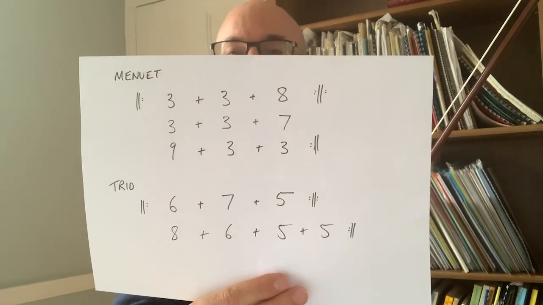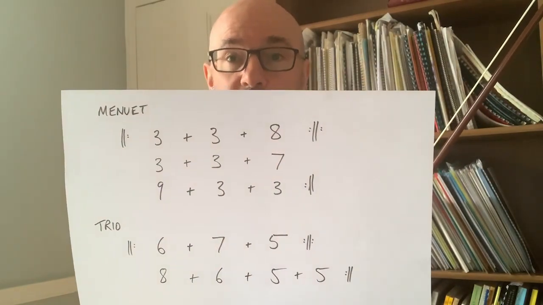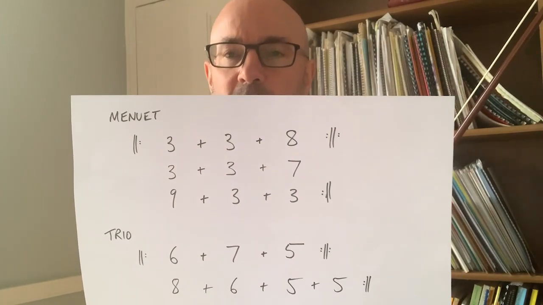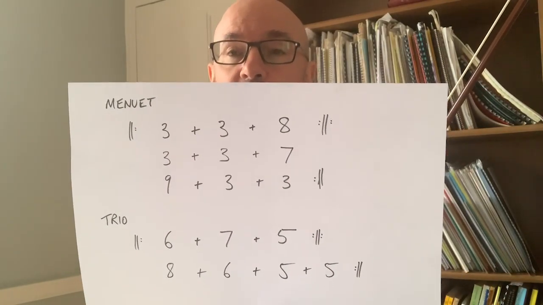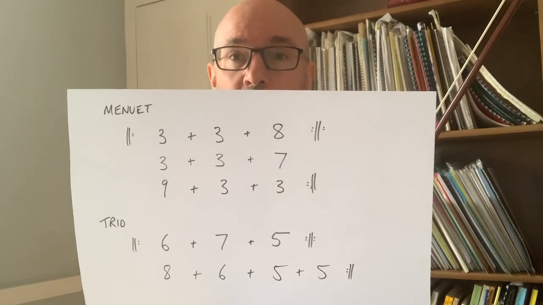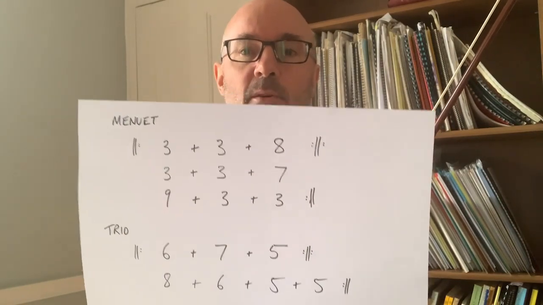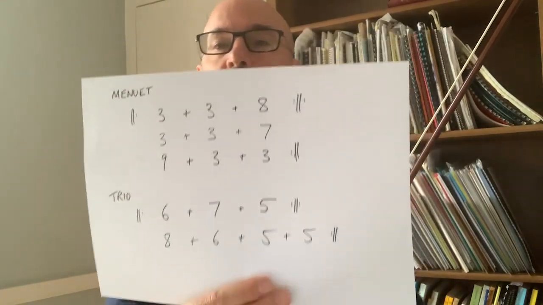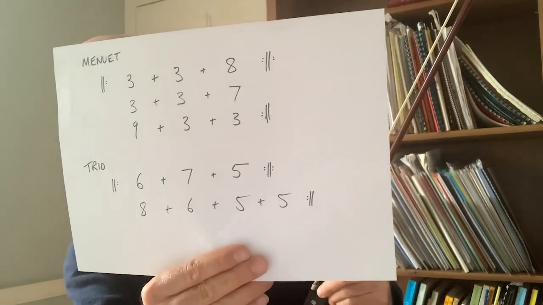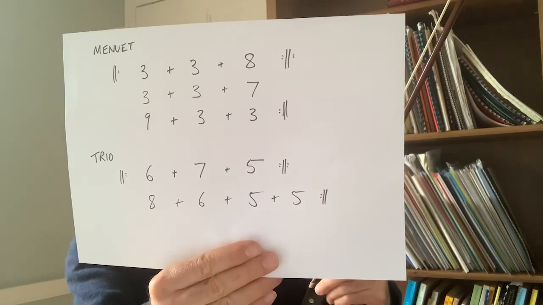We start with two 3-bar phrases, then we have a fairly regulation 8-bar phrase, but this next sentence, the next long musical phrase, is made up of a 3 and a 3 and a 7. Something you really don't expect to find. And then a 9 and a 3 and a 3 to finish the minuet. And the trio is even weirder. I'm obscuring my face here, but hopefully you can see some funny numbers in there, finishing with two fives.